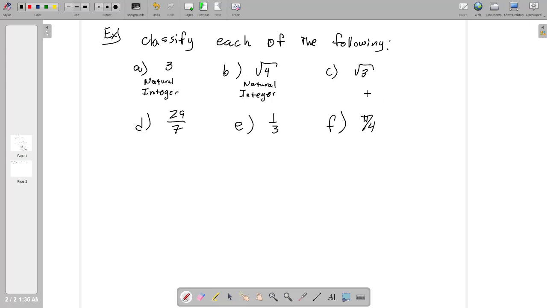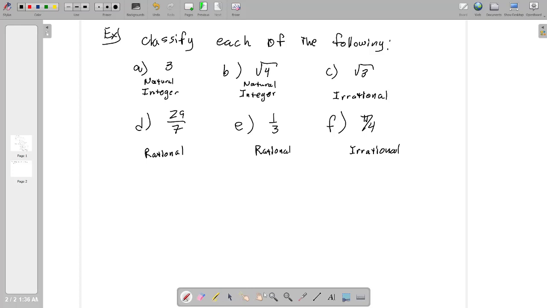The square root of 3, this is an irrational number. There is no way to describe the square root of 3 as a fraction of two integer numbers. So this is irrational. D is rational. This is clearly a rational number because it is the quotient of two integers. Similarly, E is also rational. And F is irrational.